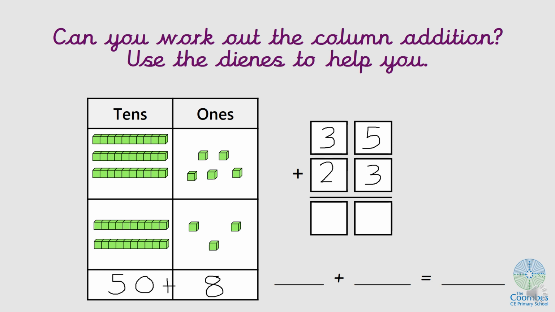And again, looking at our column addition, 5 add 3 is 8. 3 tens add 2 tens is 5 tens. So our calculation is 35 add 23 equals 58. Amazing job if you got that one right.